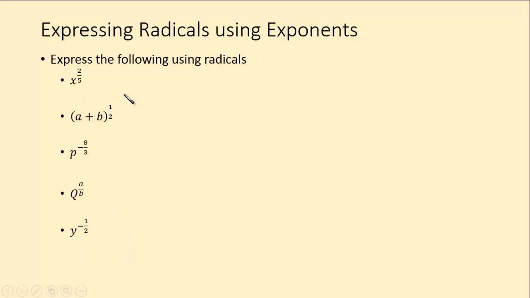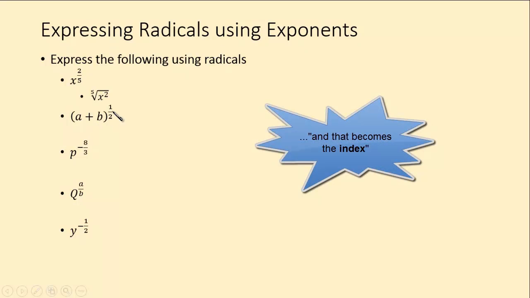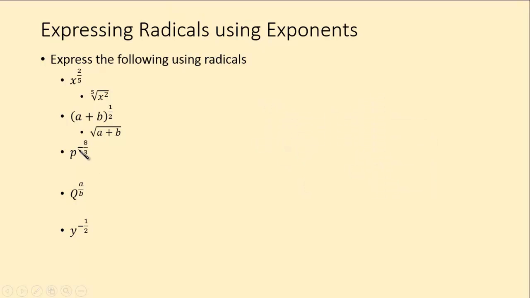We can do the reverse. Let's express these using radicals. x to the 2/5, well, that becomes a power and that becomes a root. All of this to the 1/2, well, that's simply the square root of that. To the minus 8/3, well, you know that this is like 1 over p to the 8/3. And then p to the 8/3 is the third root of p to the 8th power. q to the a over b, well, that's simply the bth root of q to the a power. And here, this is like 1 over the square root of y.